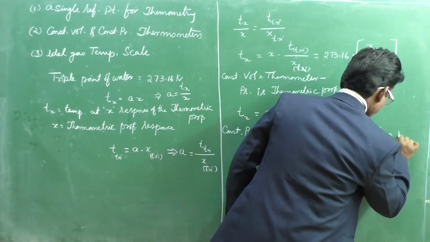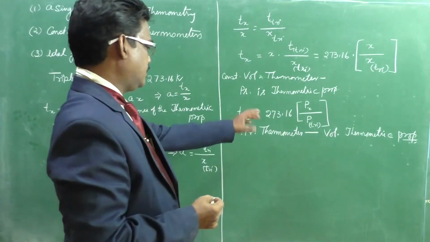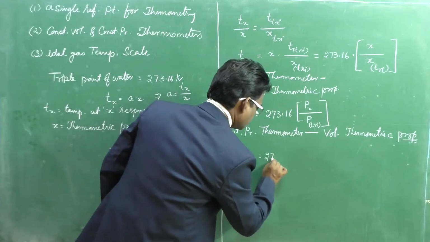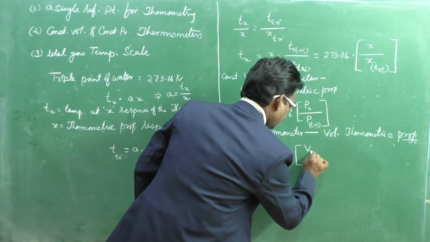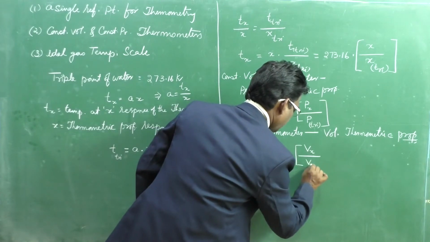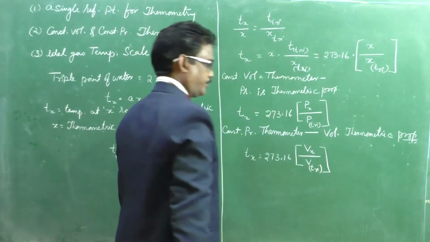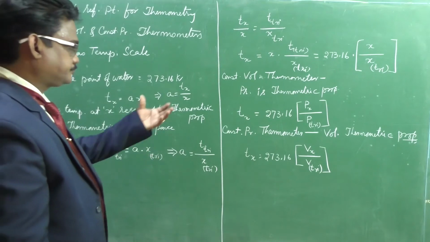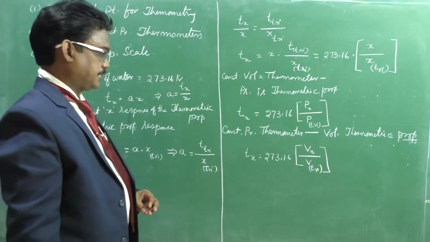Thermometric property. Now the equation will be Tx is equal to 273.16 V at x instant divided by V at triple point. Suppose you consider the resistance based thermometer.